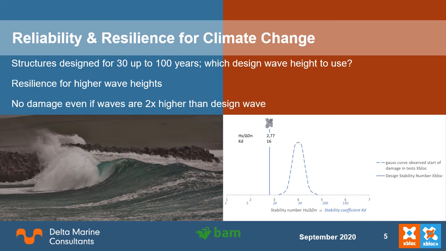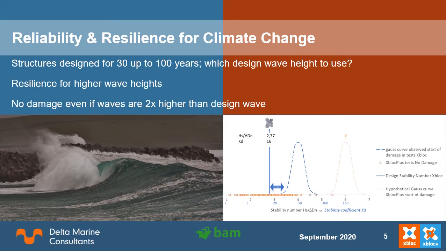The Gauss curve shows where for XBLOC we observe start of damage in the physical model tests. And you can also see the design stability number of 2.77, or KD of 16, and this blue arrow signifies the resilience in the design with XBLOC, or the safety margin that's in the design.